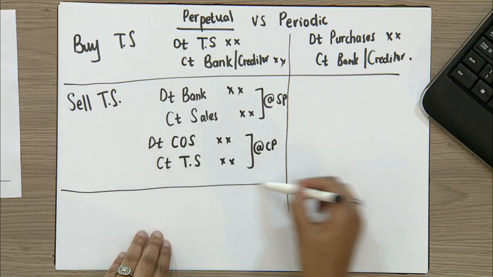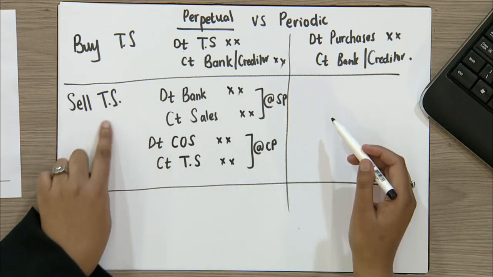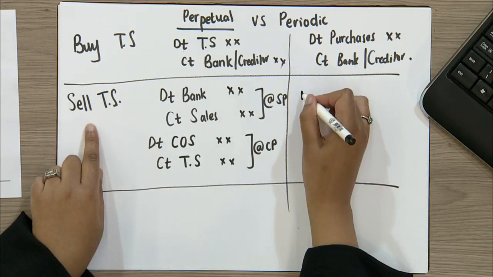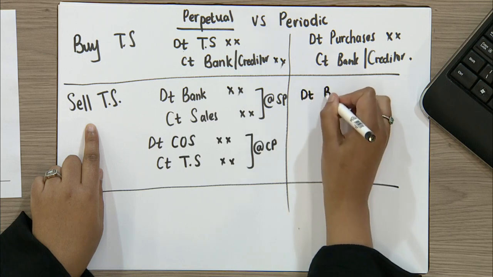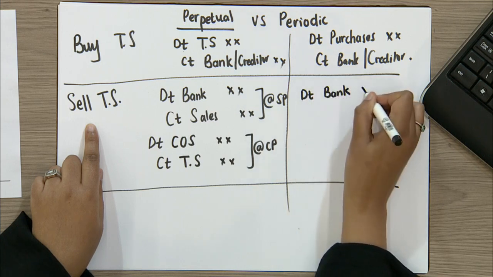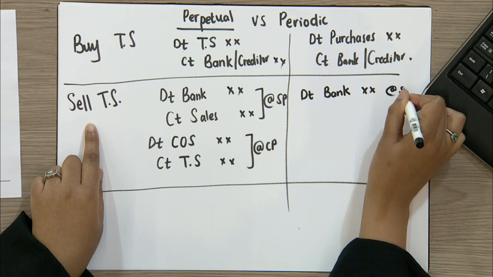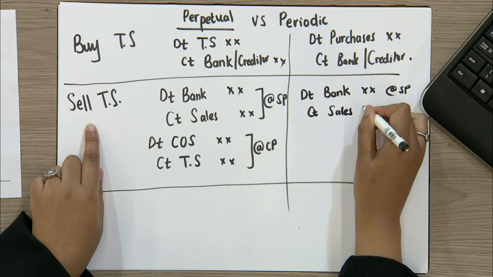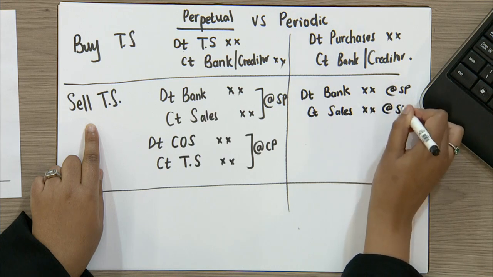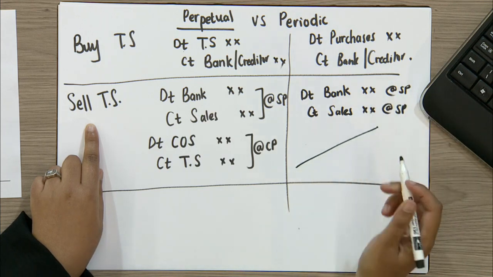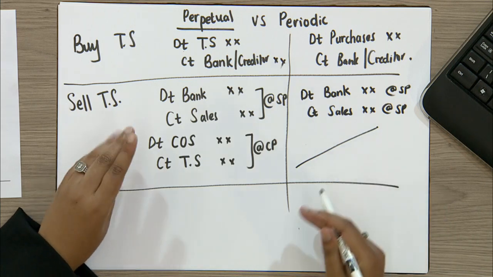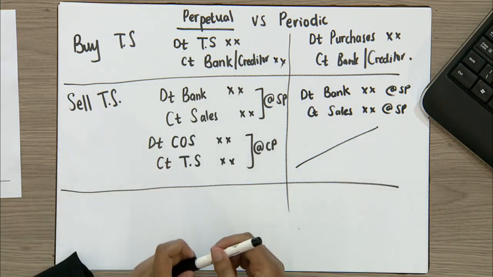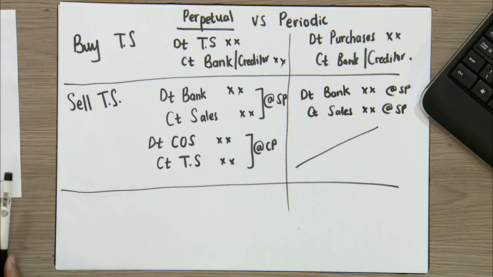However, in the periodic, when they sell trading stock, they would only record debit bank if it was sold for cash at the selling price, and credit sales with the selling price. There is no trading stock. Do you see the difference now? Okay, that's just to give you a quick idea about it.